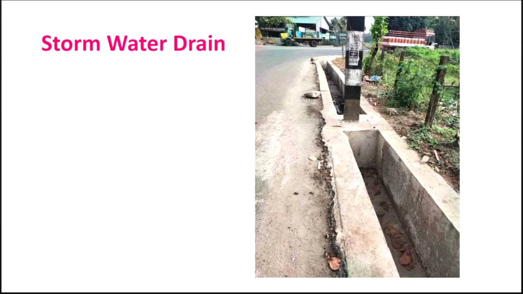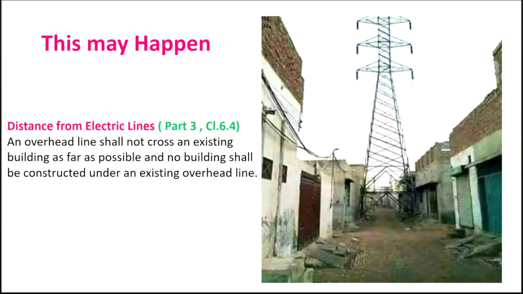I just took the photograph from somewhere just to have more clarity on that. Yes, this is also just to give you more information with respect to any structures which are in and around this transmission tower. So these are again electricity lines. This is part 3, clause 6.4 of NBC. An overhead line shall not cross an existing building as far as possible and no building shall be constructed under an existing overhead line, and they have given certain things.